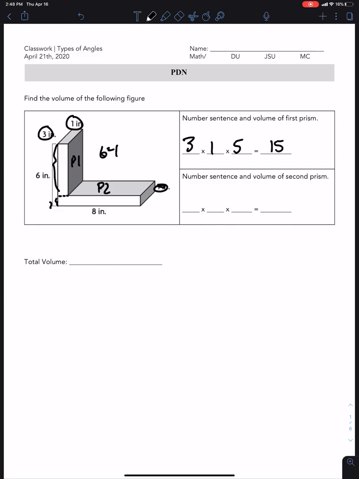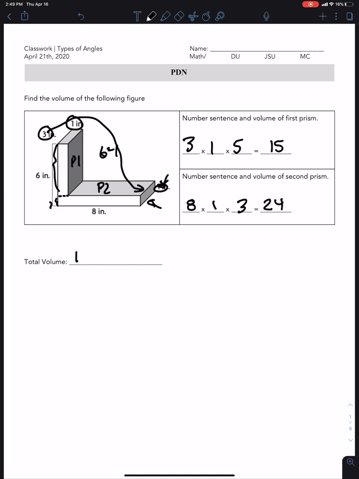Now you have to do the same. You have to find the volume of prism 2. So you have the 8 at the bottom. You have the 1 from this right here. And then we need to know this side right here. And if we look at this, we know that this goes to here. So that's going to be 3. So 8 times 1 times 3 is 24.